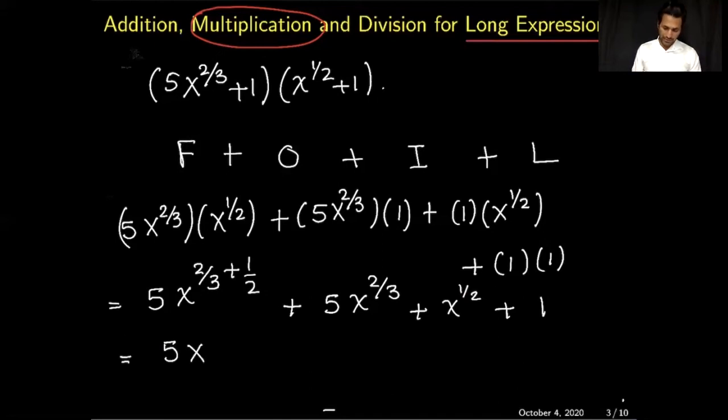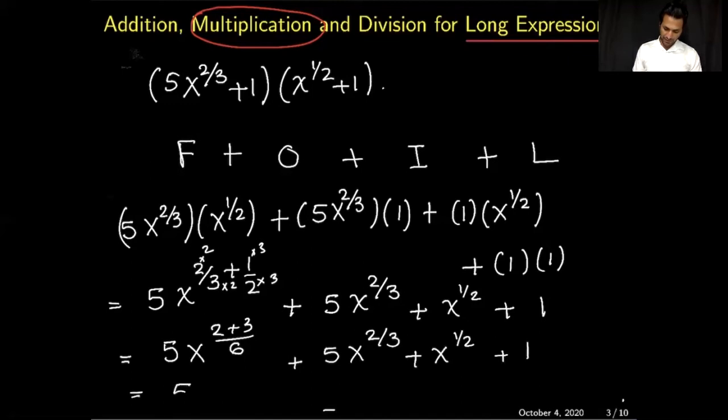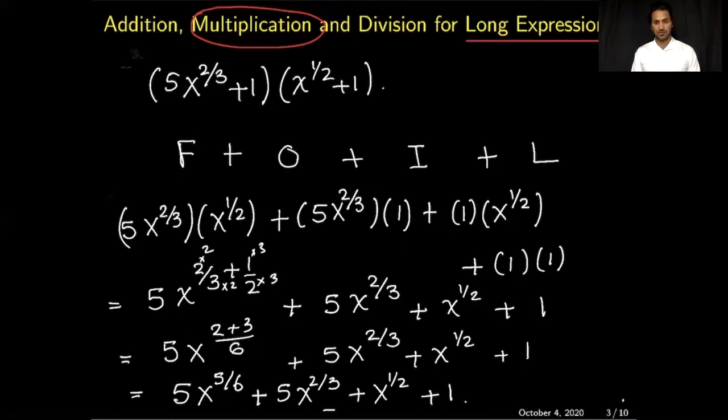In order to add these two exponents, I need to multiply this exponent by 3 and this by 2, so I will multiply on the top also. So I will get 2 plus 3, and the common denominator is 6. So this becomes x to the power 5/6. So 5x to the power 5/6 plus 5x to the power 2/3, and x to the power 1/2 plus 1. Since no exponents are the same, this is where we can end our simplification, because no further simplification can be done.